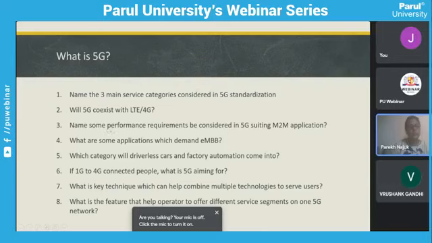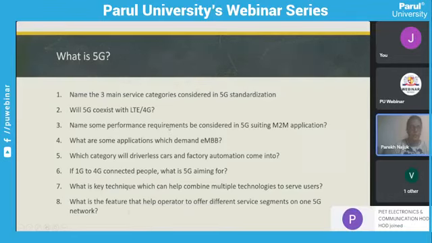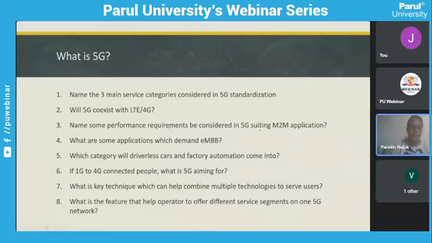The third question is, what should be the performance requirement for 5G for machine to machine applications? What we are dealing with over here is mainly the new age, that is machine to machine communication. And for that, how will 5G fulfill the requirements?